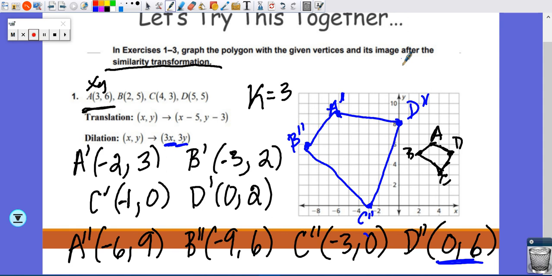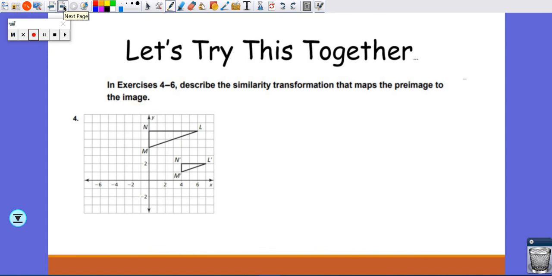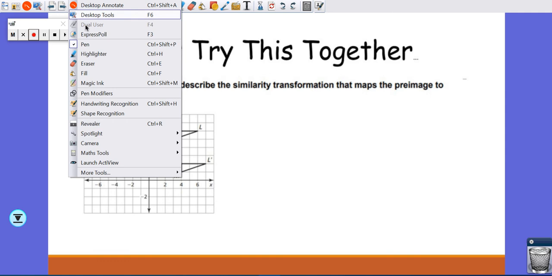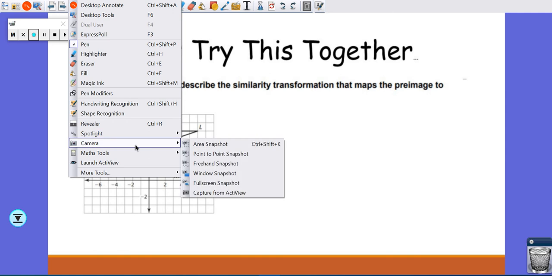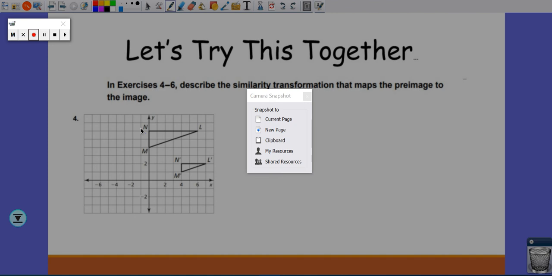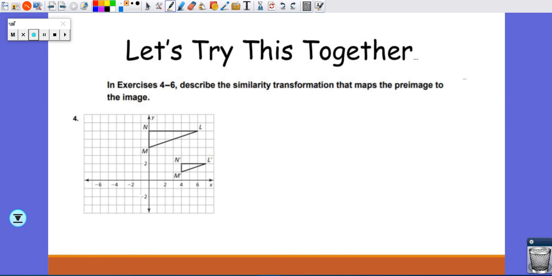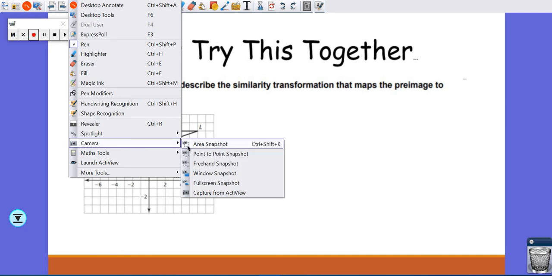All right, so here are the vertices for what we needed down here for the final image. Okay, so let's try this next one together. It says in exercises 4 through 6, describe the similarity transformation that maps the pre-image to the image. All right, so if we look at this, and I am going to take a picture of this, and on your, oh boy, hold on, let's try that again.